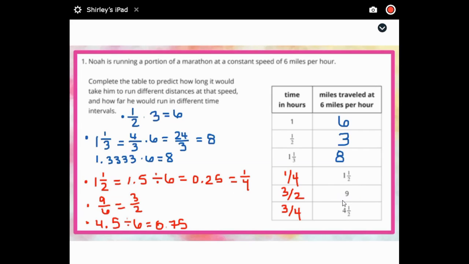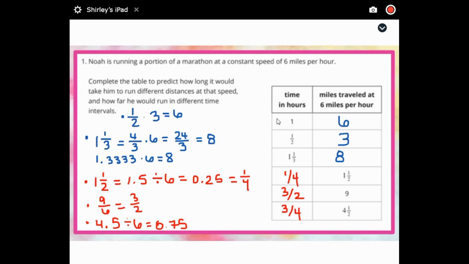Did the same thing here. 9 divided by 6 gave me 1.5, or 3/2. And then 4 1/2, I made that into a decimal. 4.5 divided by 6 gave me 0.75. So you can see I did a lot of work going back and forth between fractions and decimals. So stick with whatever's easiest for you. Some of you, like I keep saying, I'm really impressed with you keeping your fractions like this. But if you want to, you can write all of your answers in decimals like I did here.